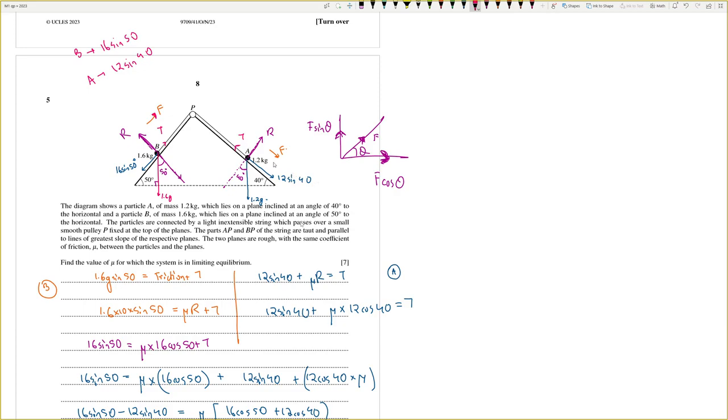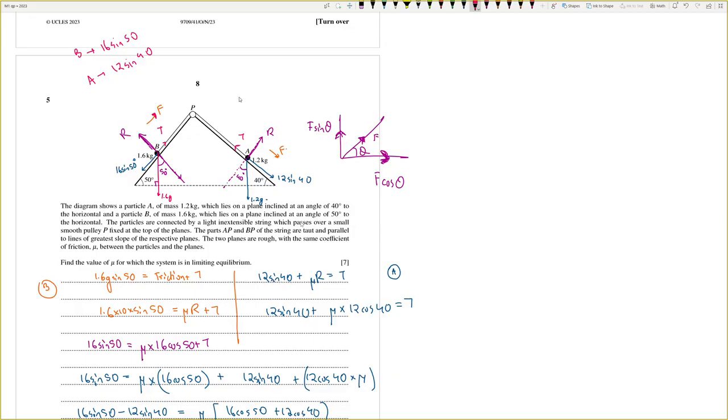So friction plus the component of weight, which is 12 sine 40, the summation of these will actually balance the value of tension. Okay, so I'm going to break this down for you again.